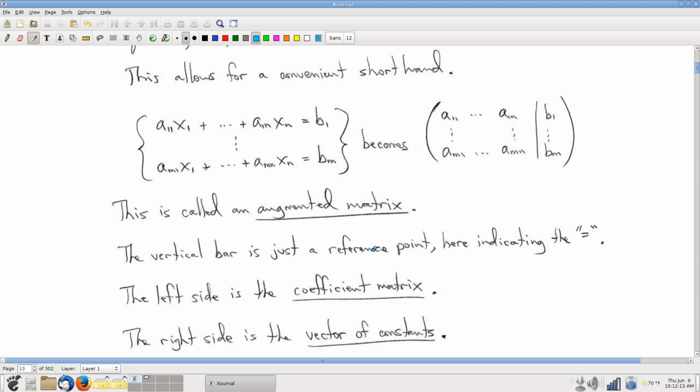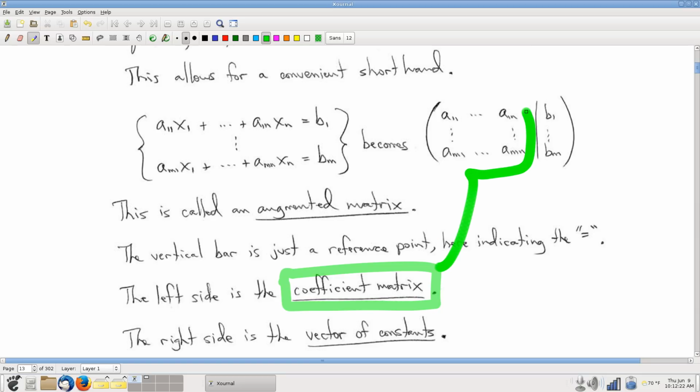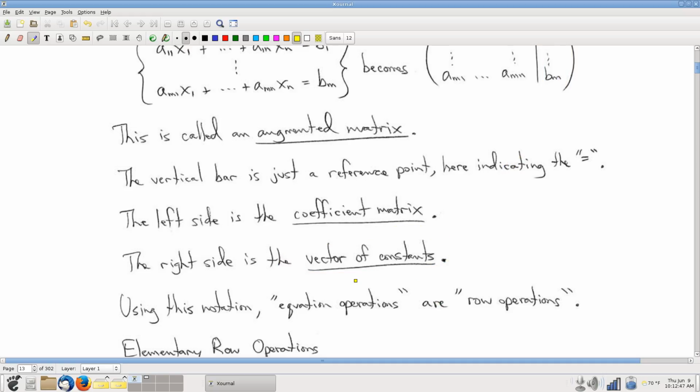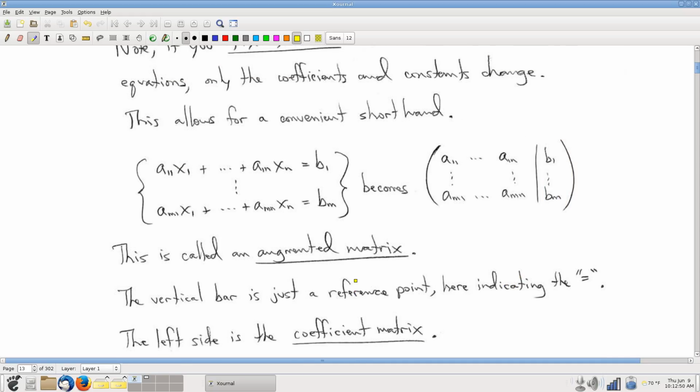It's going to end up being convenient, though, to refer to the coefficient matrix. That's just this part of it. And the terminology is chosen because, of course, those are the numbers that are the coefficients of the variables. So, natural choice. This is called the vector of constants on the right-hand side of the equation. Okay. All right.